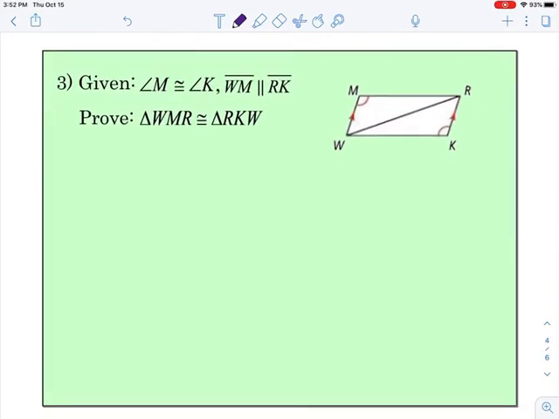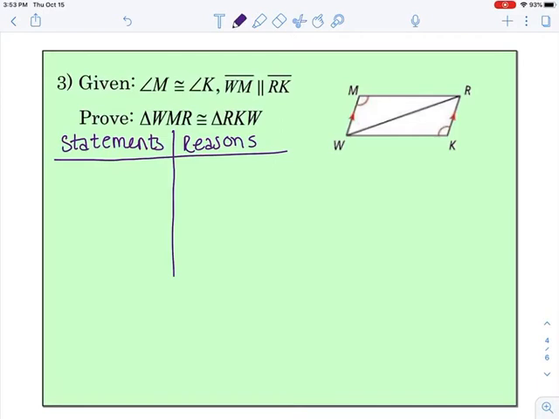So for number 3, I'm given that angle M is congruent to angle K, and that WM is parallel to RK, and I want to again prove those two triangles are congruent. So once again, let's start with our statements and reasons, and let's get rid of our givens. So angle M is congruent to angle K, and WM is parallel to RK. Why do I know that? Because it was given.